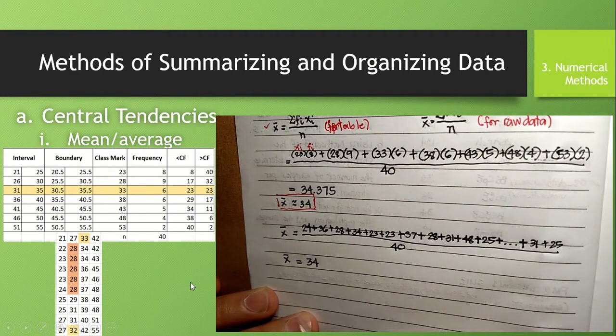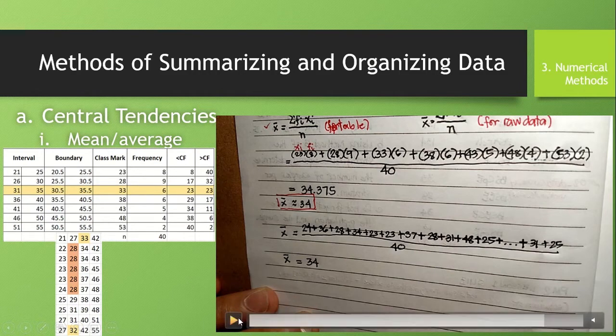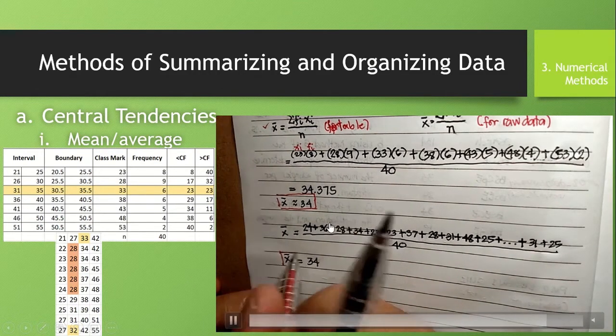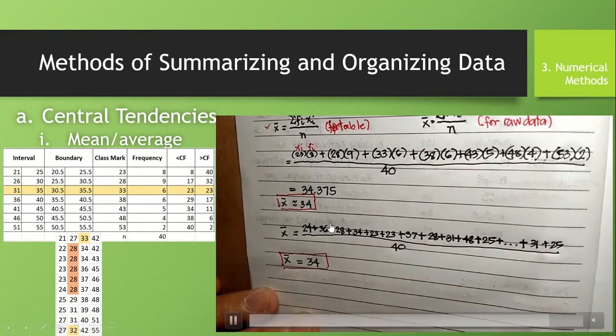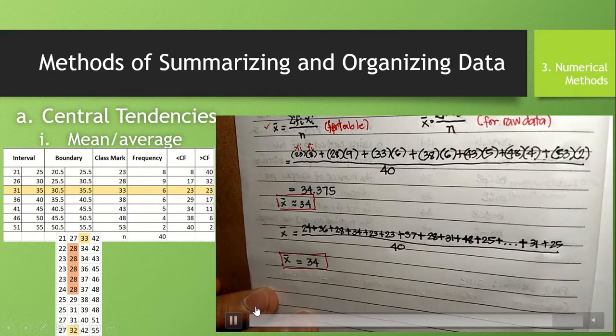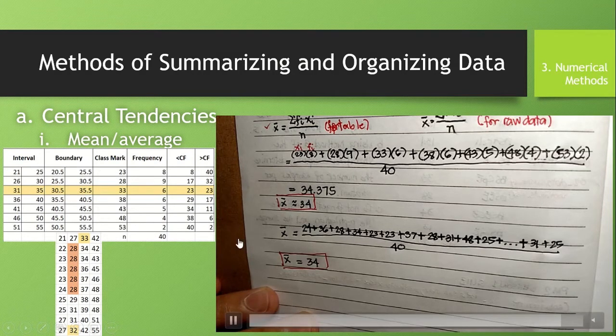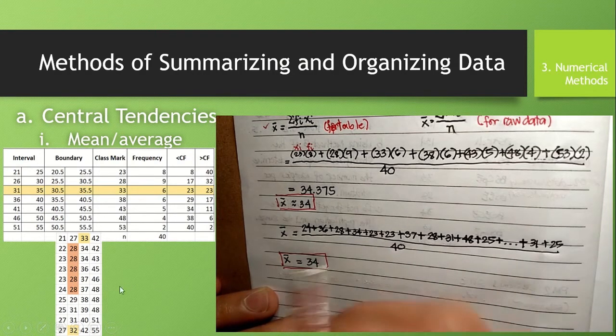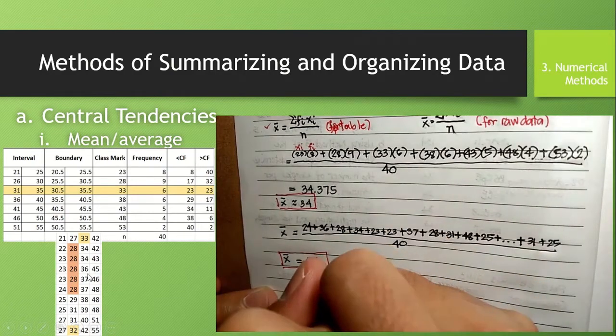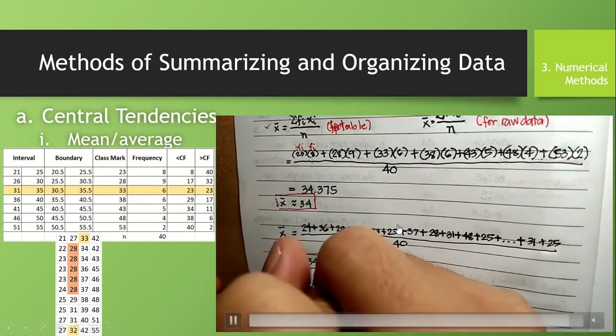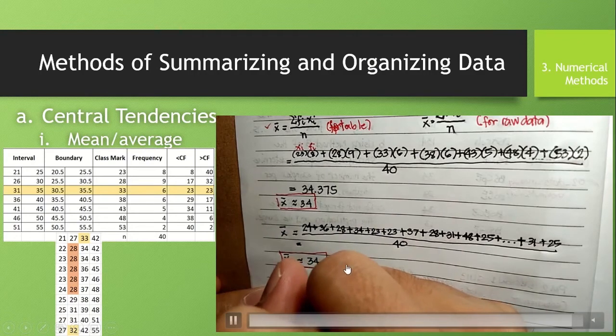Now if you were asked which is better, the group or the ungrouped, it depends. If the data given are in tabular form or grouped, then you have to use this formula. But if the raw data or the ungrouped data were given, it would be better to use this formula or equation.